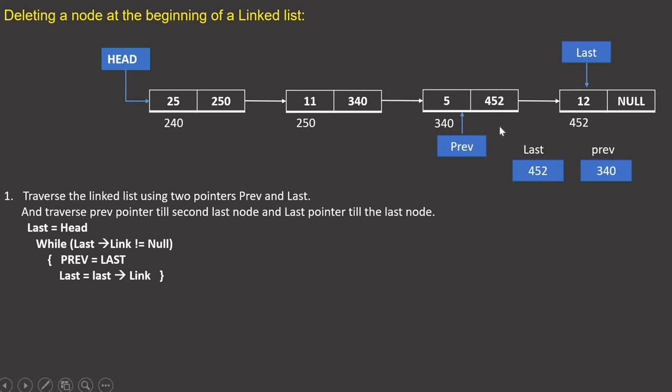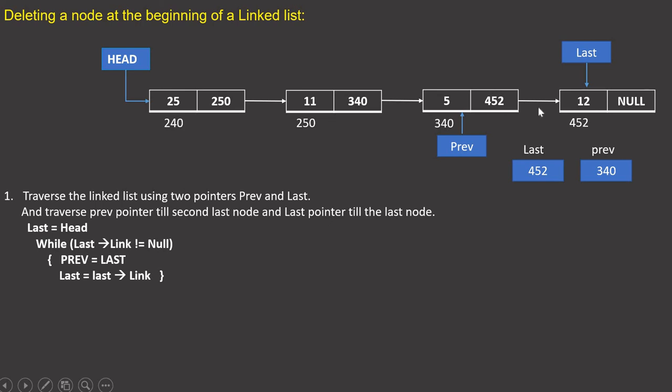Now I'm going to do one more thing. I'm going to copy this value, meaning the last link part will be copied into the previous link part. Last is having value 452 and it is not going to be changed because there is nothing further, and previous is still having the value 340. And as this condition is now false, because last link is having the null value, it is not going to execute further.